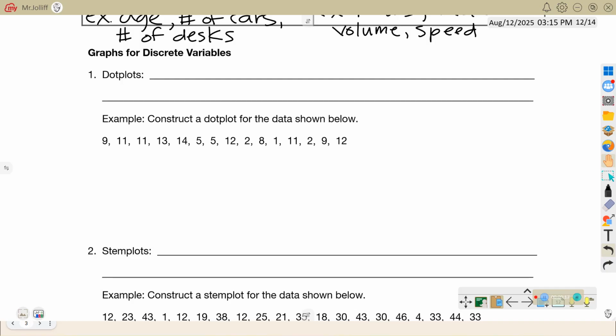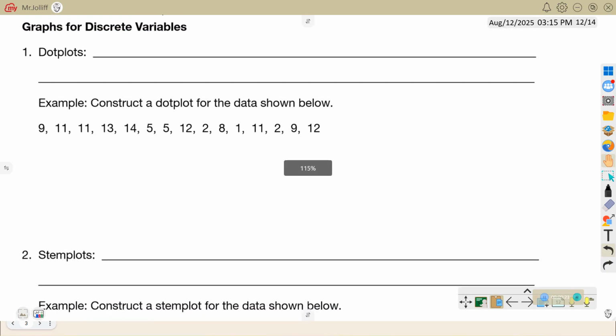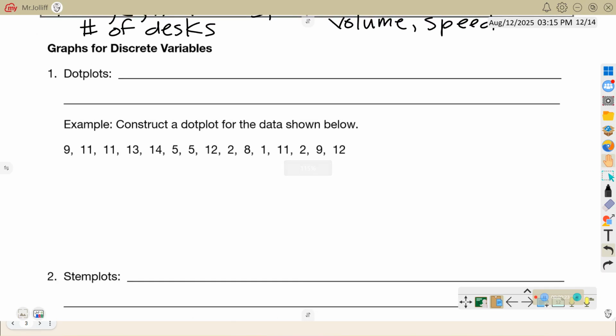Okay. Let's go ahead and talk about our 2 graphs for today. We're going to start with dot plots. Dot plots are my favorite type of graph for discrete data because I feel they're easiest to connect.